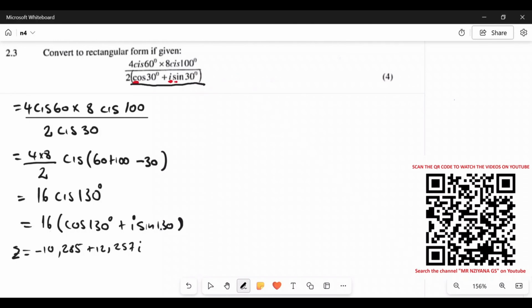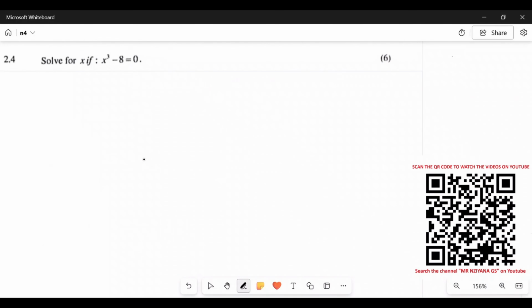Let's do 2.4. Here is our 2.4. Now 2.4, we also need to solve for x. If we are given x to the power of 3 minus 8 equaling 0. So before we continue here, guys, this is actually the sum and the difference of two cubes. So if you don't know the formula, especially for this one, I'm gonna write it here. So basically this formula, it goes like this.